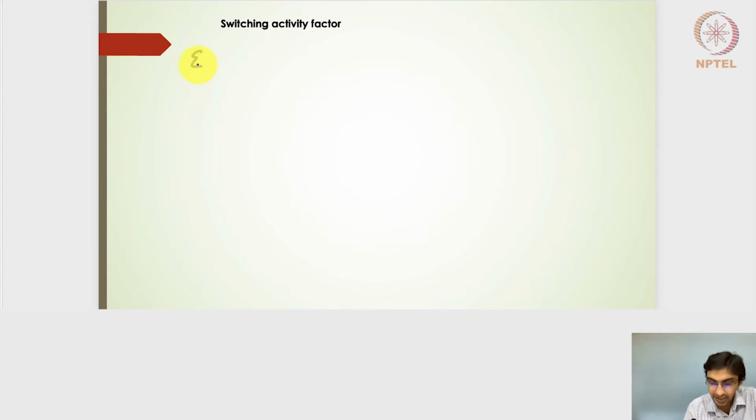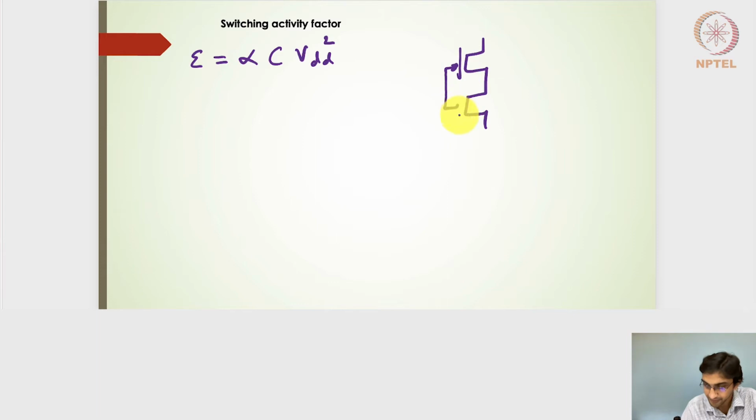The energy which we had estimated was alpha C VDD square, right? Where C is the total capacitance seen at that particular output node. If we take a simple example of an inverter, the output is this one, and the capacitance C is this particular capacitance. This could be the C load capacitance. So based on the input, I'll get the output to be switched.